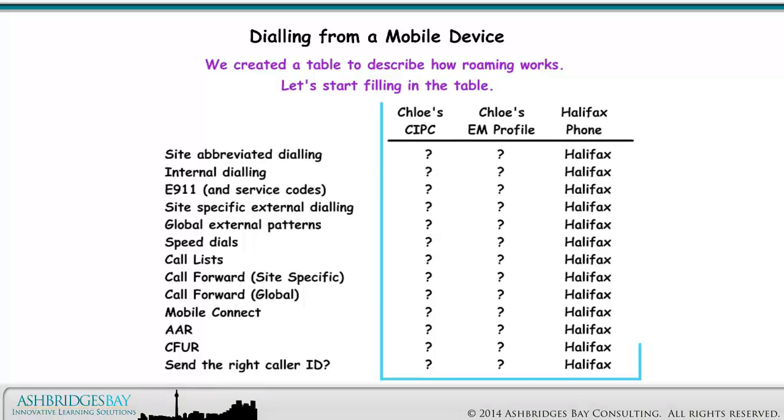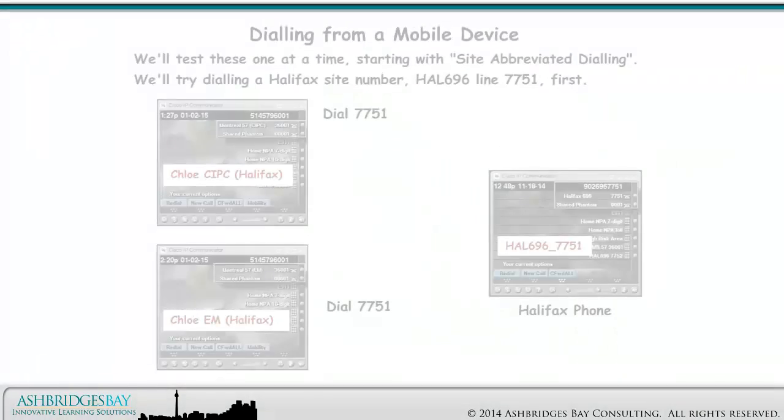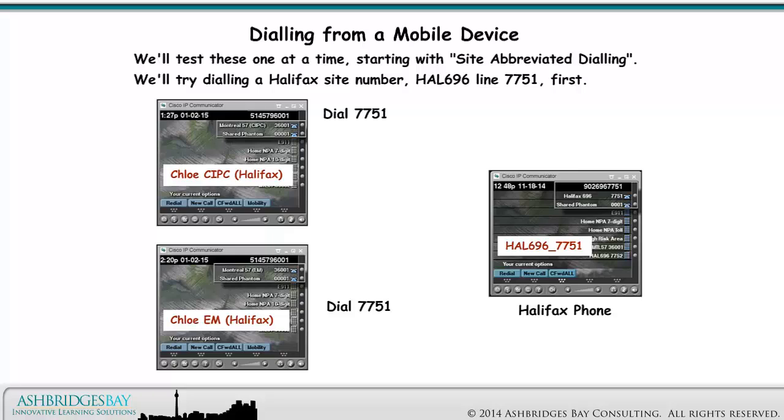We created a table to describe how roaming works. Let's start filling in the table. We'll test these one at a time, starting with site-abbreviated dialing. We'll try dialing a Halifax site number, Halifax 696, line 7751 first.